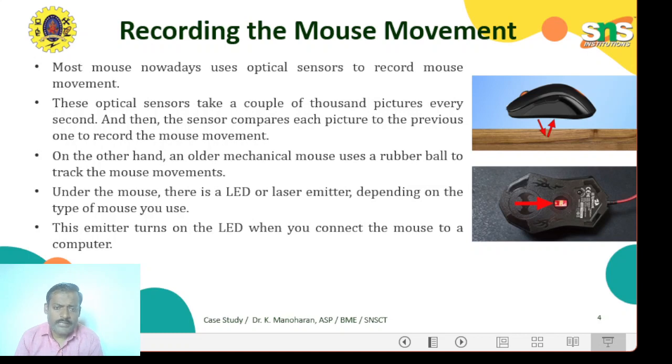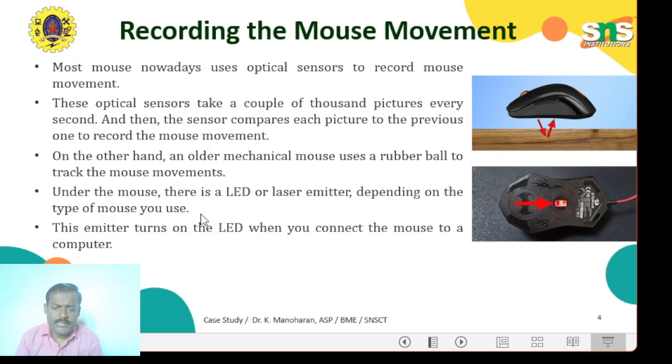On the other hand, the older mechanical mice use a rubber ball to transmit the mouse movement. Based on the rubber ball movement, whether left or right or forward or reverse, that information is decoded using mechanical arrangements. This is the concept we used in the older mechanical mice.